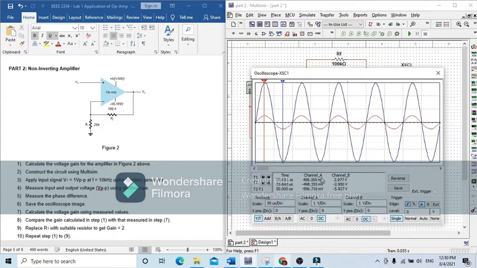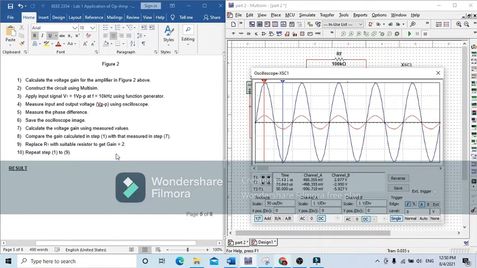Here is the value for the input voltage, and here is the value for the output voltage. The value for the input voltage is negative, and the value of the output voltage is also negative. The formula for voltage gain is V out over V in. So we will get the voltage gain as a positive value.